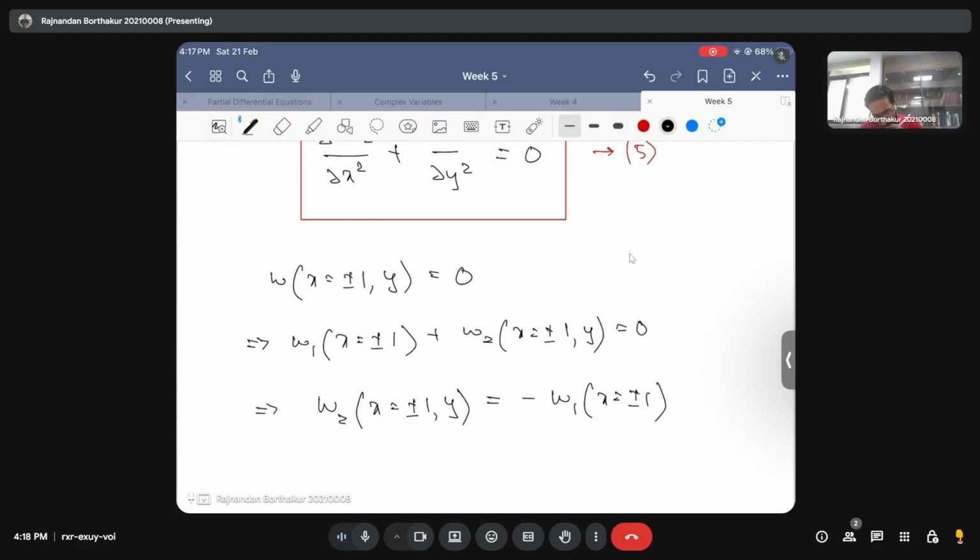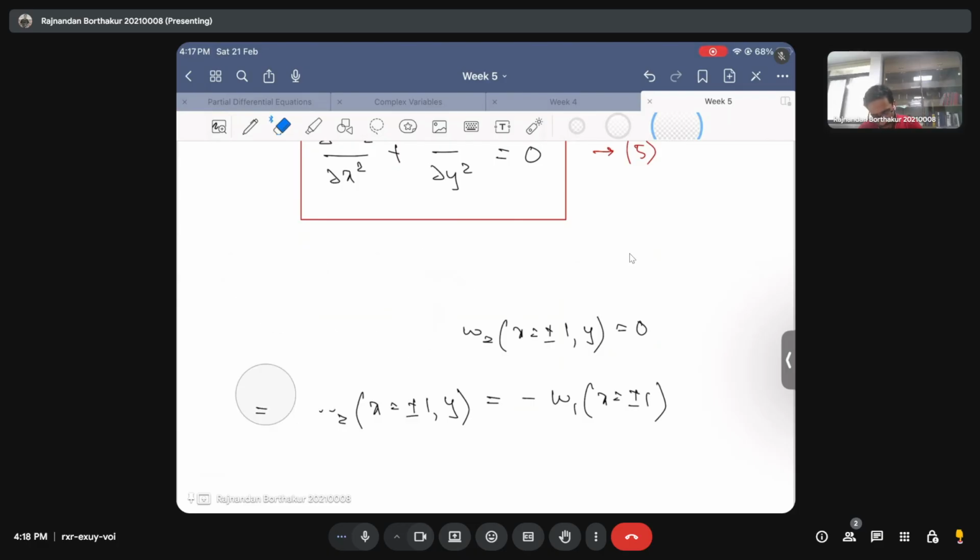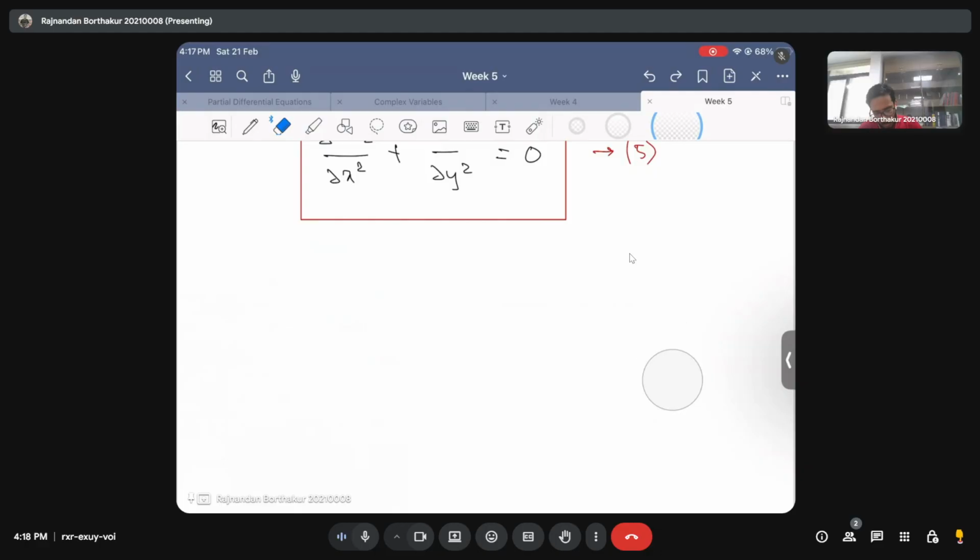Okay, I think I made a mistake in this boundary condition. See, why I have made a mistake is because here I know that this function is just going to be some function of y, but this is just a function of x. So maybe it's the other way around, that is more appropriate here.